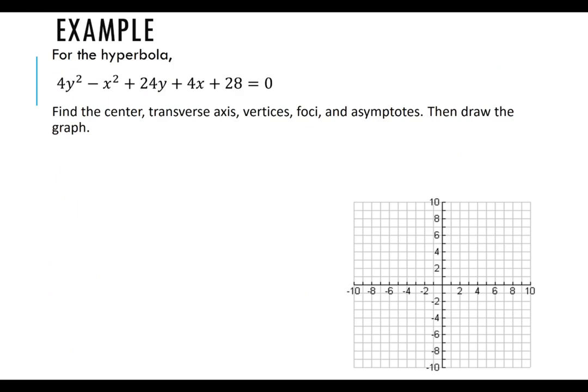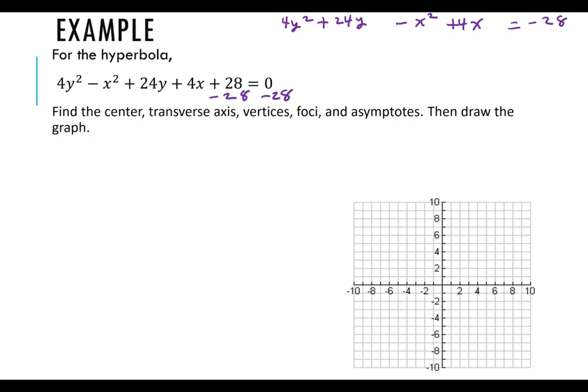Now if we're in this format, what do we need to do? Well, of course we need to complete the square. And so let's deal with this. This is going to be 4y squared plus 24y, leave some space, minus x squared plus 4x, leave some space, is equal to, move the constant over, negative 28.